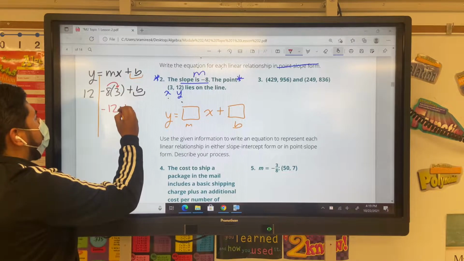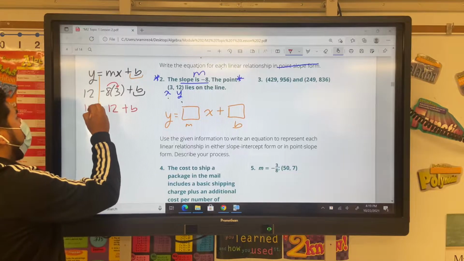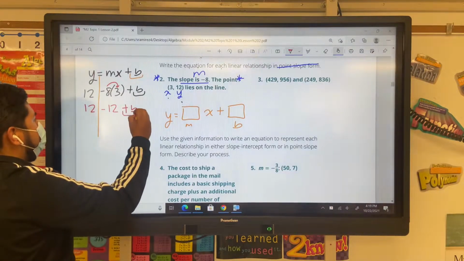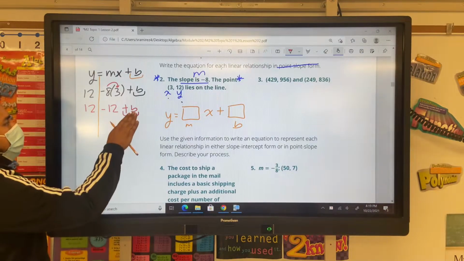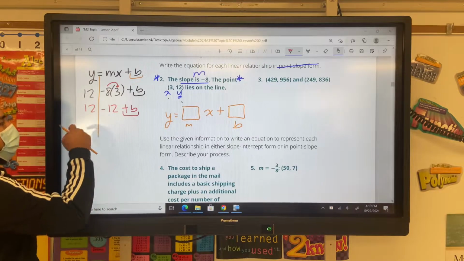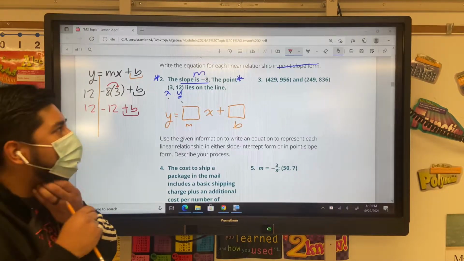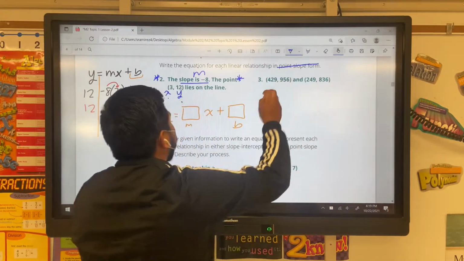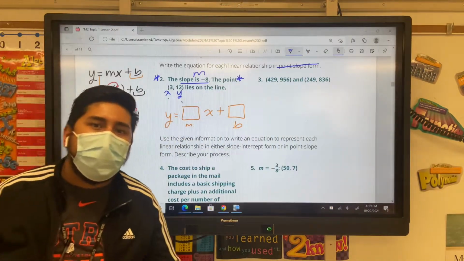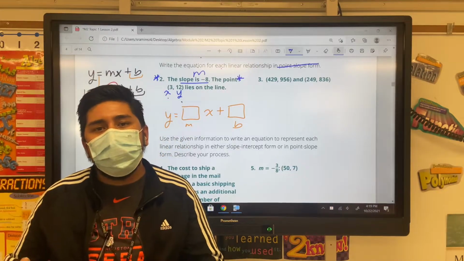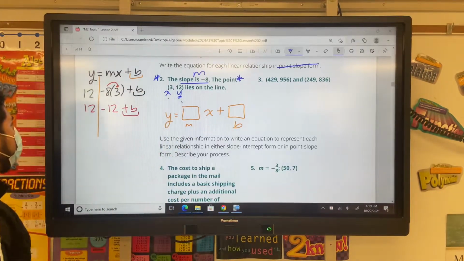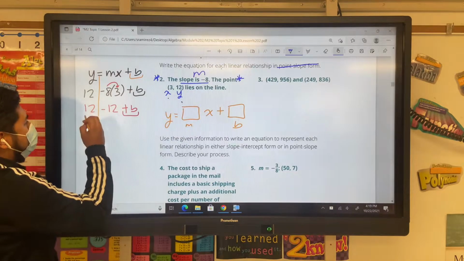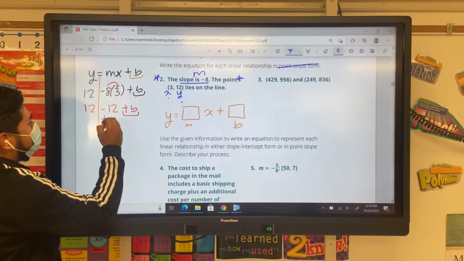Bring everyone down. 12 plus B. I still need the B. In order to get this B by itself, I must do the inverse operation of -12. Hopefully you know that the opposite of a negative is a positive, so instead of a -12, I want a positive 12. This is how you do it. In order to move him from over here, I must do a positive 12.